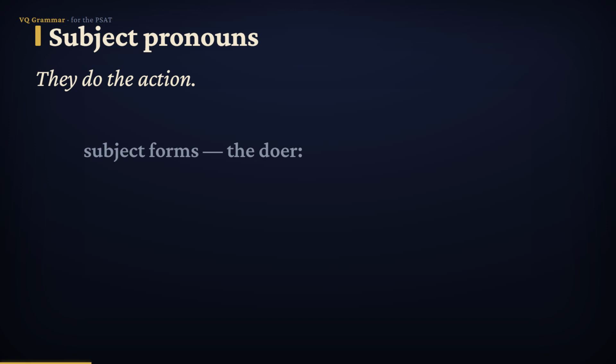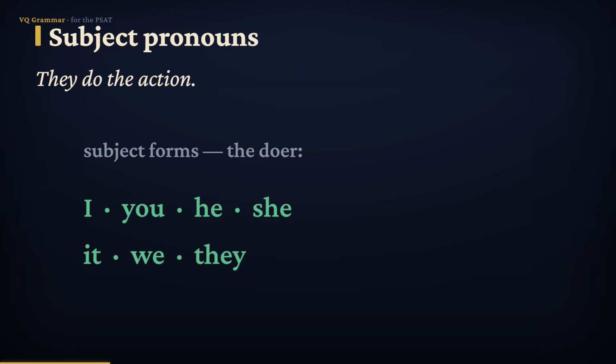Pronouns come in two forms, and the first is the subject form. A subject pronoun is the doer, the one performing the action. Here they are: I, you, he, she, it, we, and they. Notice how each one could start a sentence and do something. For example, she practices daily. She is the subject, the one doing the practicing. When the pronoun is the doer, you reach for a subject form.